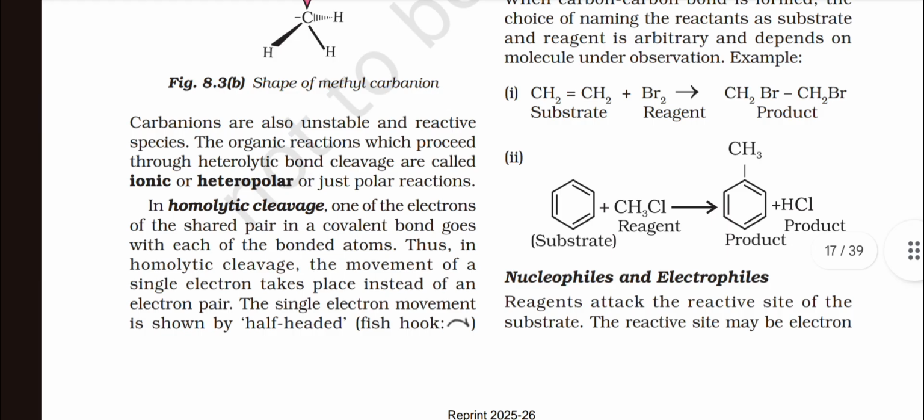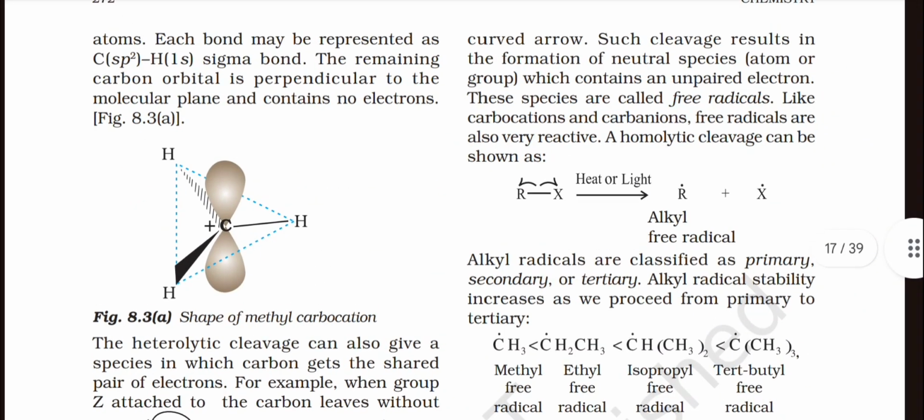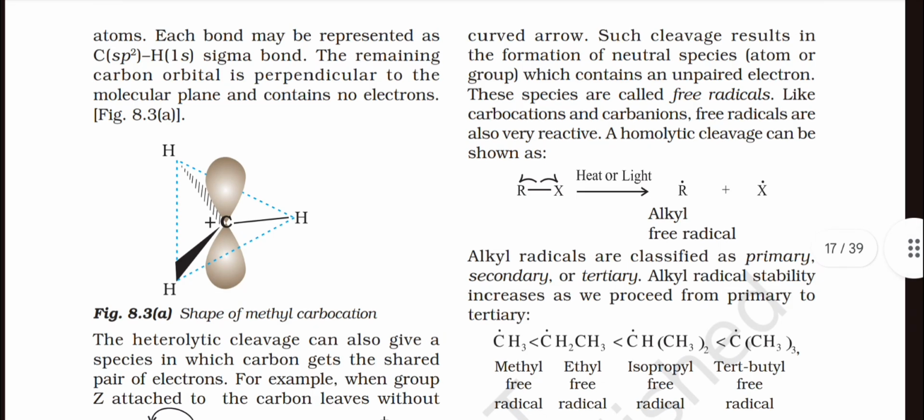In homolytic cleavage, one of the electrons of the shared pair in a covalent bond goes with each of the bonded atoms. Thus, in a homolytic cleavage, the movement of a single electron takes place instead of an electron pair. The single electron movement is shown by a half-headed curved arrow. Such cleavage results in the formation of neutral species which contain an unpaired electron. These species are called free radicals. Like carbocations and carbanions, free radicals are also very reactive. A homolytic cleavage can be shown as above.